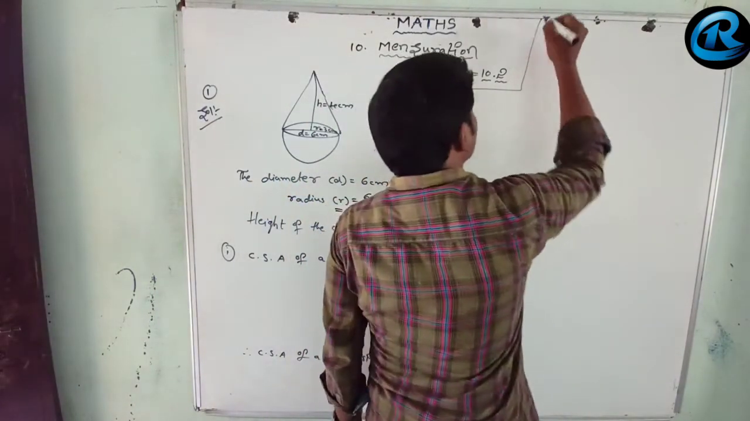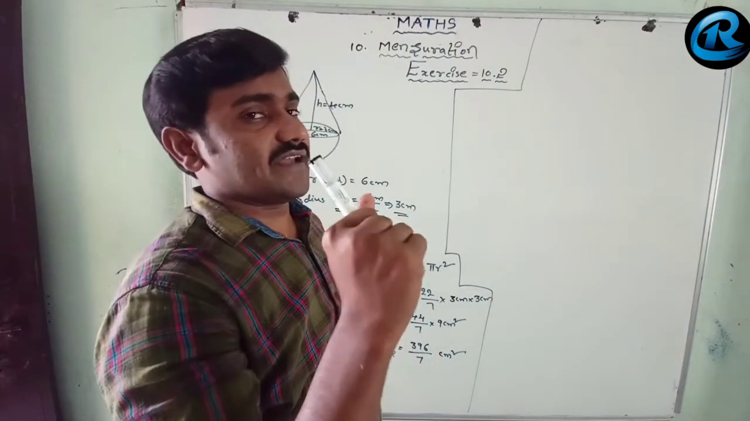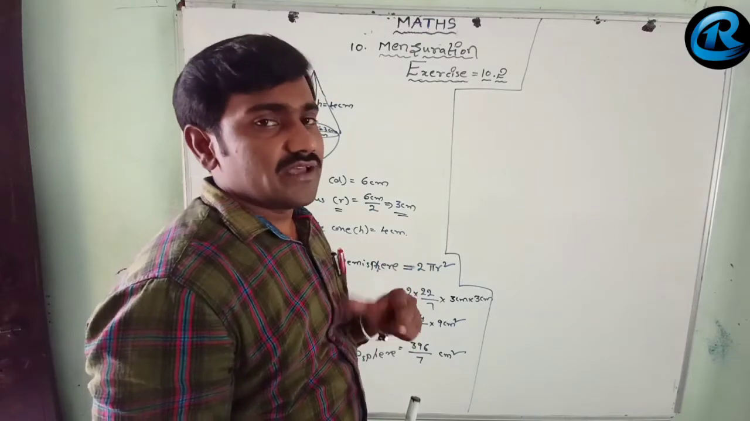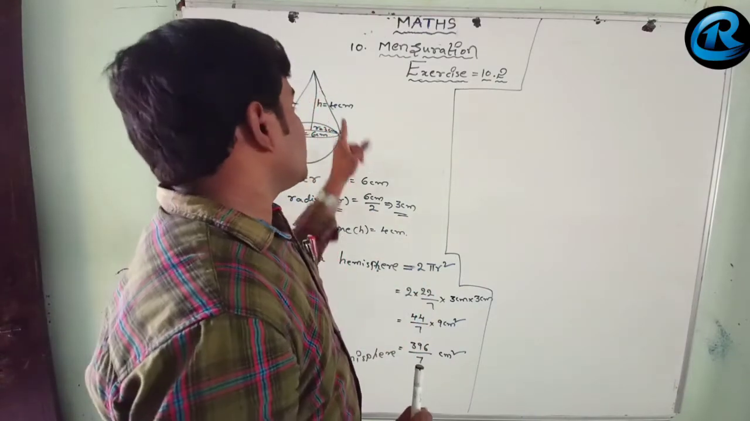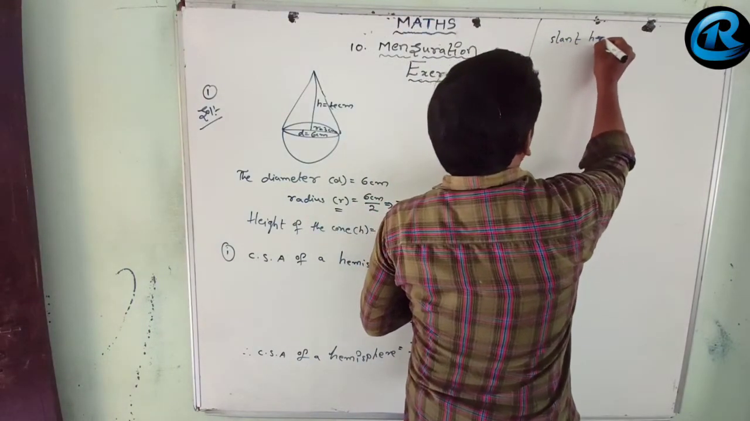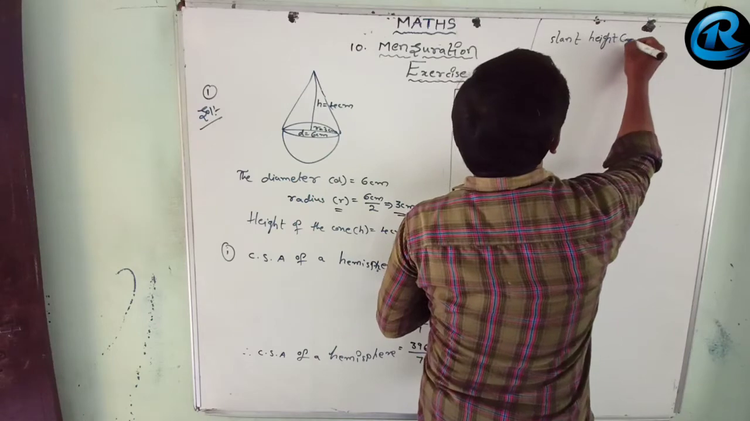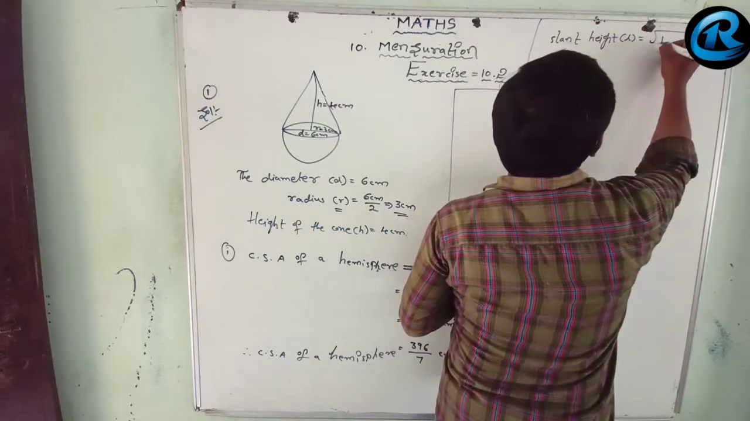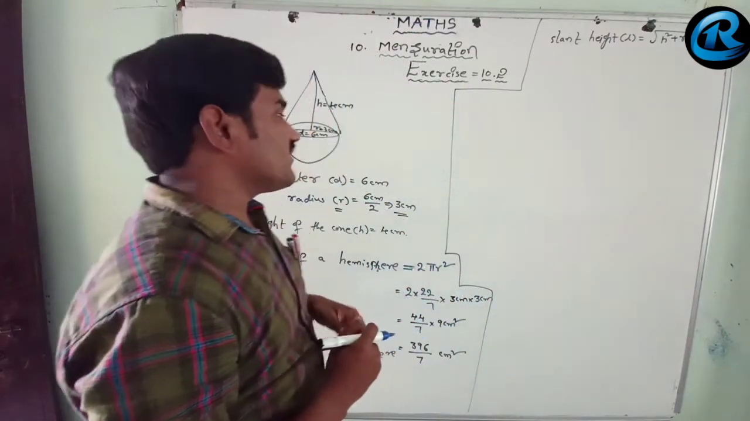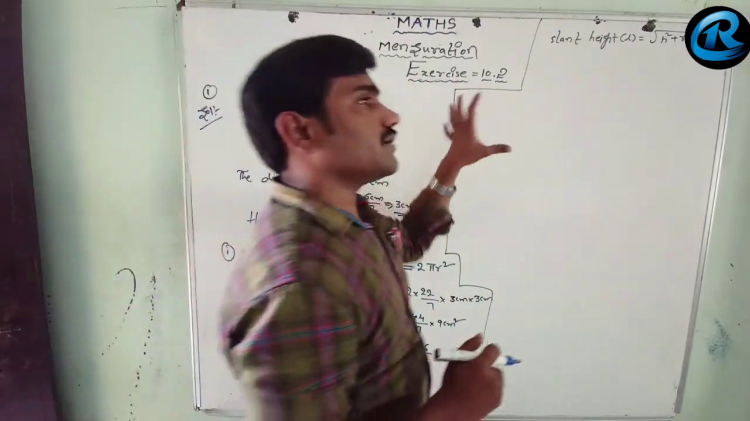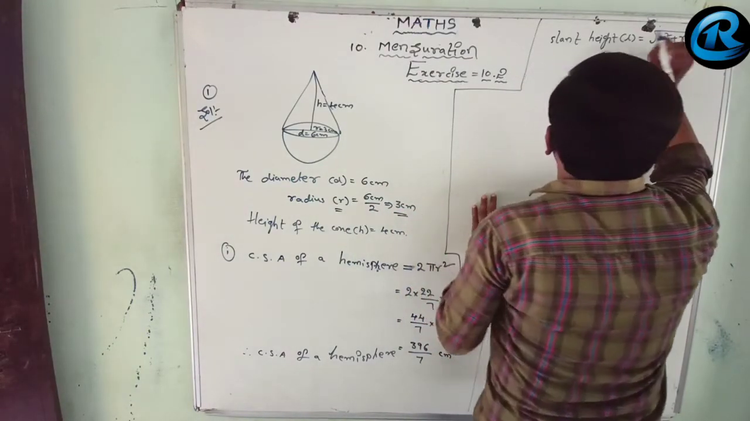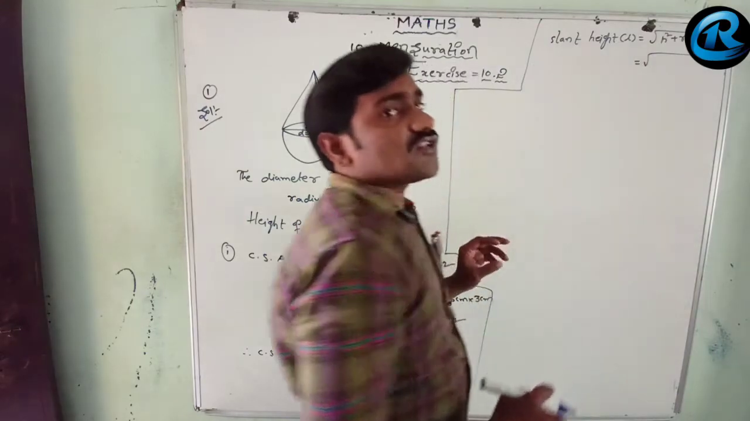To find the curved surface area of the cone or the total surface area of the cone, we need the l value, that is the slant height, because in these two formulas we get the slant height. The l value we don't know, but let us find the slant height first. Only after finding the slant height can we find the curved surface area of the cone or the total surface area of the cone. But even if we require only the curved surface area of the cone, we need the slant height. Why? Because the formula is pi r l, so we need the l value. Here the slant height l equals under root of h square plus r square.